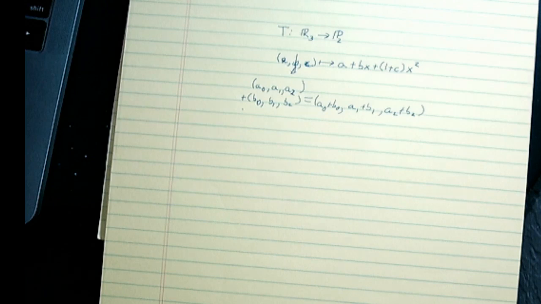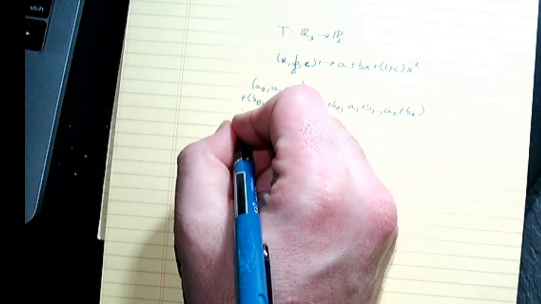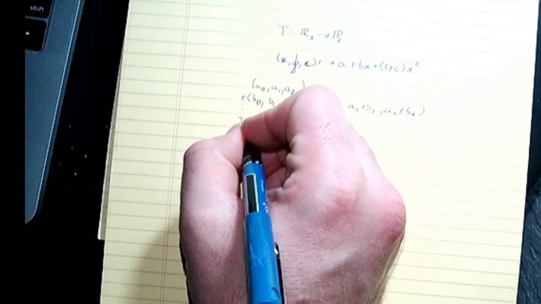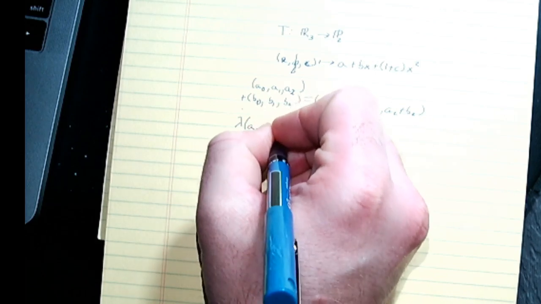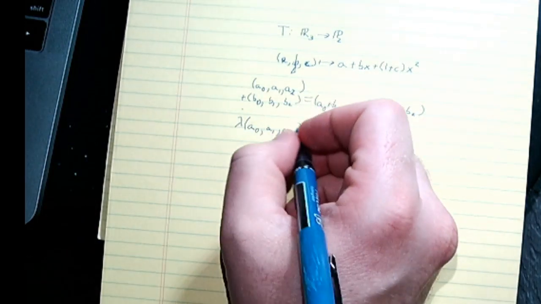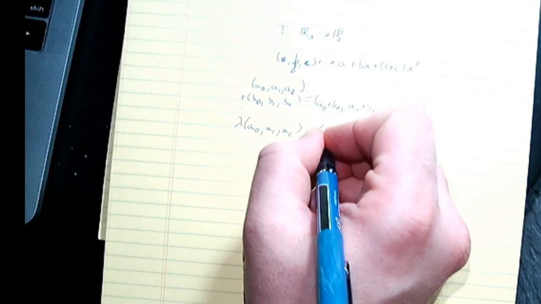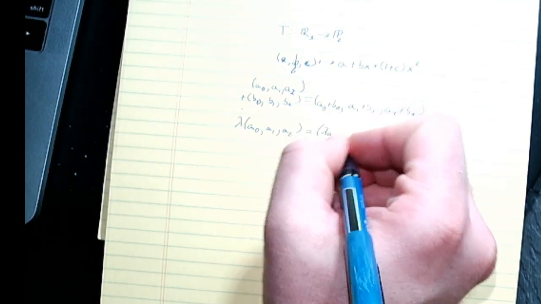And you also have to support multiplication by a real number, and that's also easily defined. If lambda is some real number, you can just multiply it into each component. That becomes lambda A0, lambda A1, lambda A2.